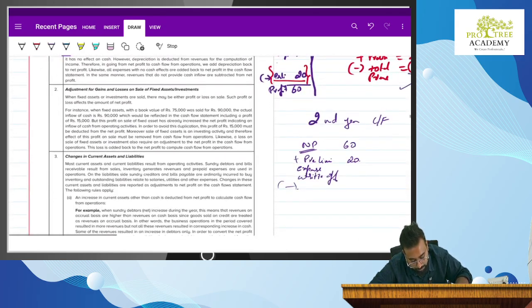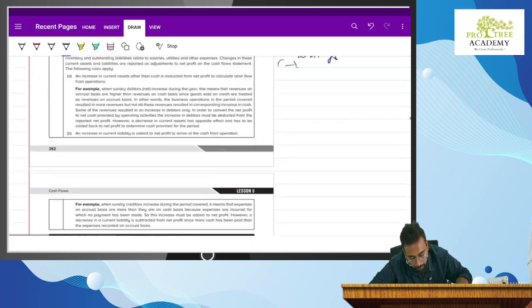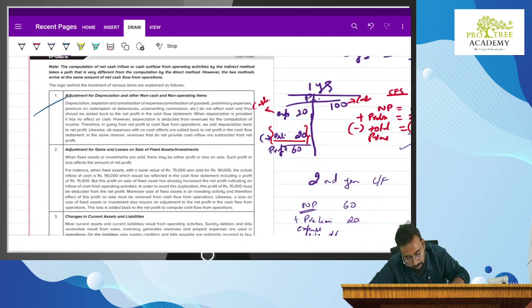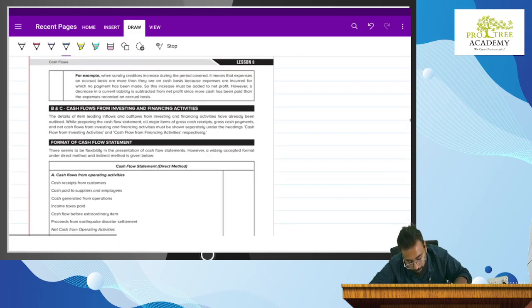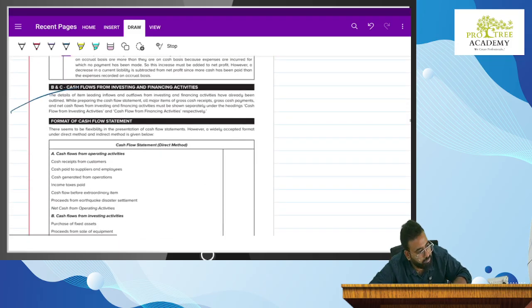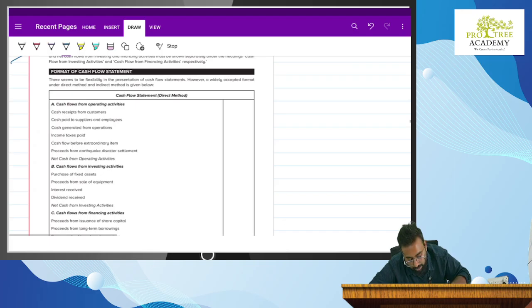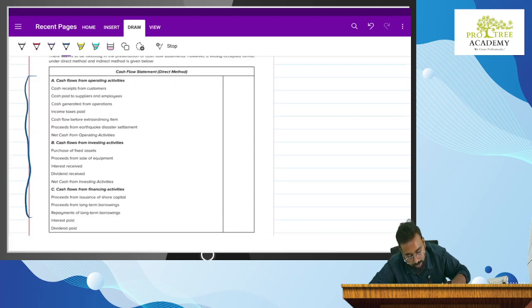Sir, I have already explained this: adjustment of depreciation and other non-cash items, adjustment for gains and losses, and changes in current assets and liabilities. Cash flow from investing activities we have already seen. So this is your format, sir. This format is under the direct method.